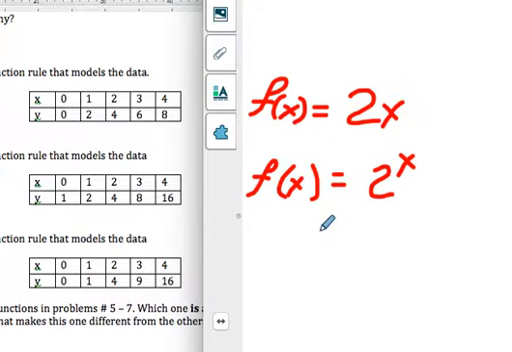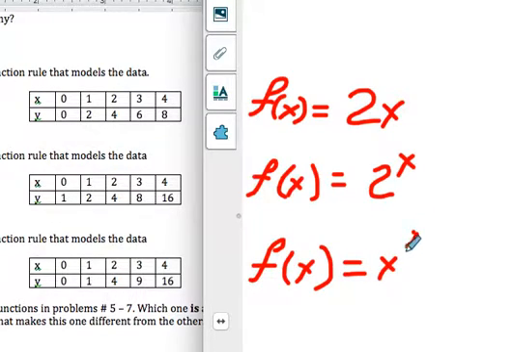Now dropping down to the third one here, we've got 0 maps to 0, 1 maps to 1, 2 maps to 4. And so it looks to me like we have some squaring going on here. So 0 squared, 1 squared, 2 squared. So our function rule here is going to be f of x is equal to x squared. So there you have it. There are the 3 function rules for those 3 tables.